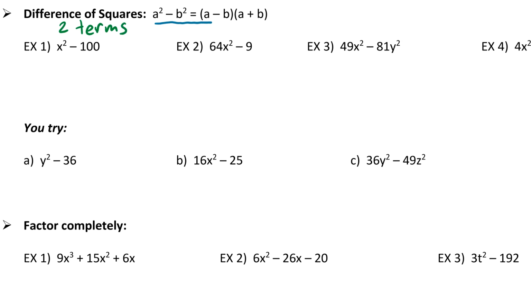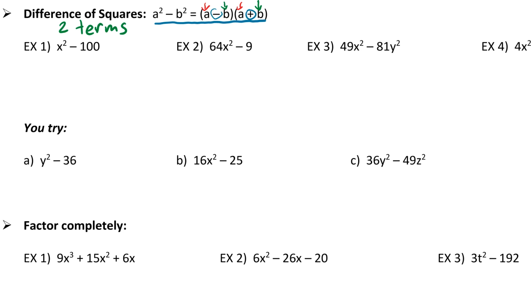Now, this is the actual formula for difference of squares. Essentially what it means is if you have something squared minus something else squared, and this minus is really important, then all you really need to do is take the square root of the first one, place it in the first part, take the square root of the second one, place it in the second part, and in between put a minus in one and a plus in the other.